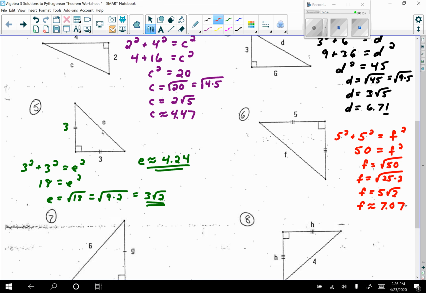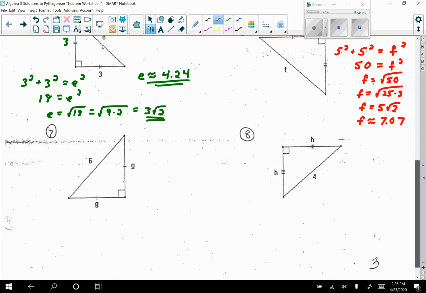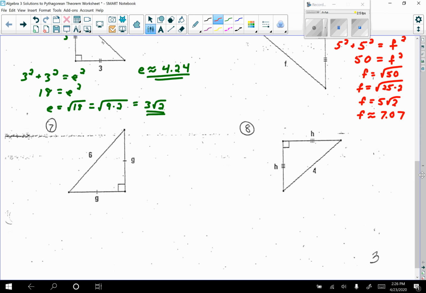Now, what I want you to notice here is, and it's going to lead us into our lesson of special right triangles, notice each side here is 3, and the hypotenuse turned out to be 3 radical 2 in exact form. Notice in number 6, each side is 5, and the hypotenuse was 5 radical 2. So there's that connection there, and when we understand special relationships, we can go through the problems a lot quicker. That's the whole goal, to be able to do these problems as efficiently as possible.